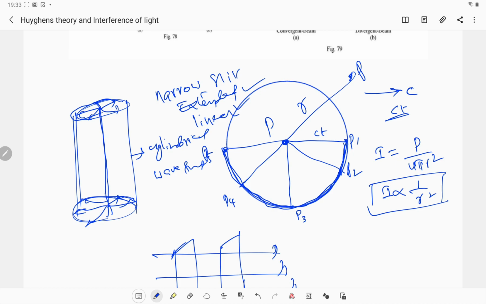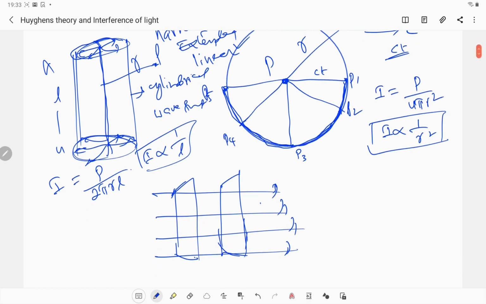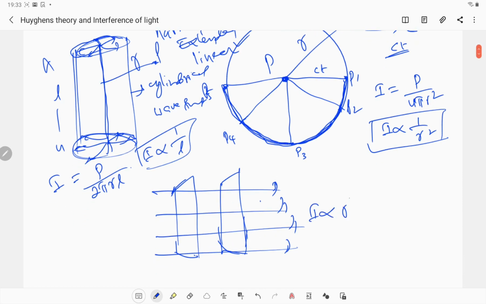Here, this is the linear or extended source. Its length is L. Here P is a point at a distance R. Then its intensity I is equal to power divided by 2 pi R into L. Here also intensity is inversely proportional to L. But in this case, intensity does not depend on distance.